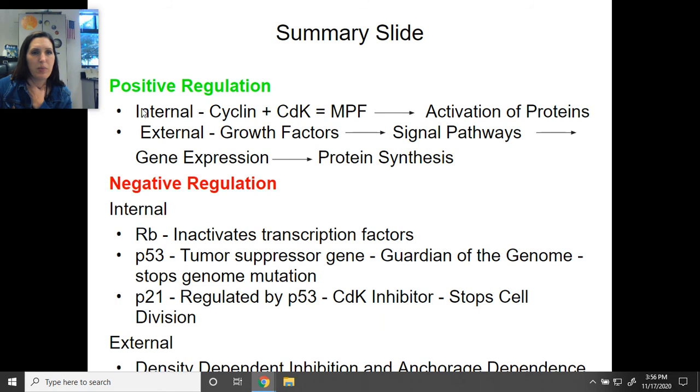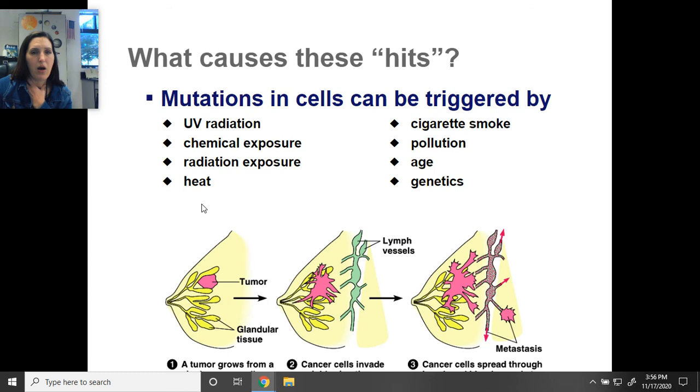All right, so this is the positive regulations. Remember, they're moving forward down a pathway, and these are the negative that return you back to your original, okay? All right, what causes the hits? These are any kind of things that can trigger a mutation. UV radiation, a chemical exposure, radiation exposure, heat, cigarette smoke, all these things. And there's so many other things that are known carcinogens that can cause cancer.